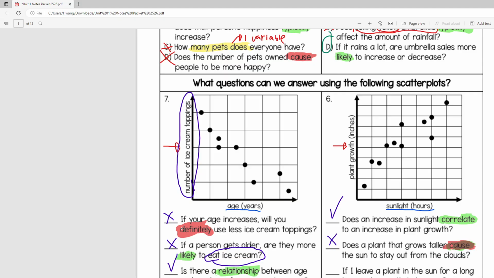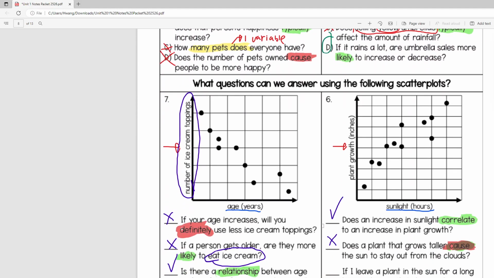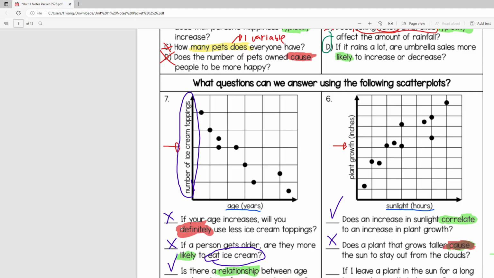Last one. If I leave a plant in the sun for a long time, is it more likely to grow? Excuse me, I don't know why it moved. Do you guys see the magic word likely? The word you should focus on? And leaving the plant in the sunlight and the plant growth, the names of the variables also match, even though it's worded differently, they're talking about the same thing, the sunlight and the plant growth. Therefore, this is also a good example.